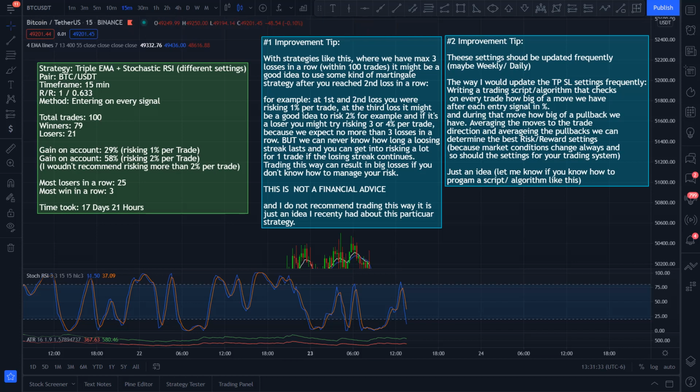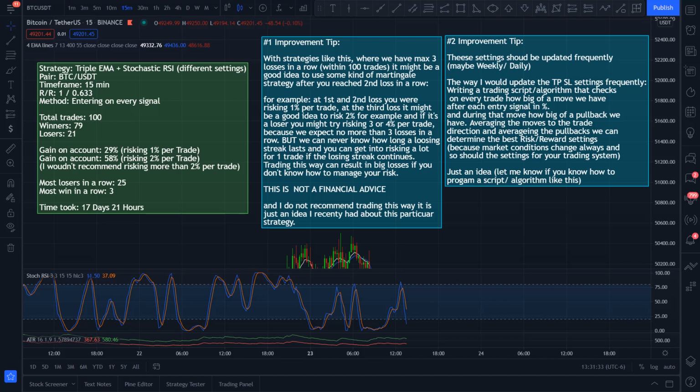The second improvement tip: if you know how to code or you know someone who can code, it might be a good idea to write an algorithm that tracks how big movements you can get on average after an entry signal, and also to track how far a price can go against you after an entry candle. This way you can update your take profit and stop loss settings frequently, so your strategy is always up to date for the current market conditions.